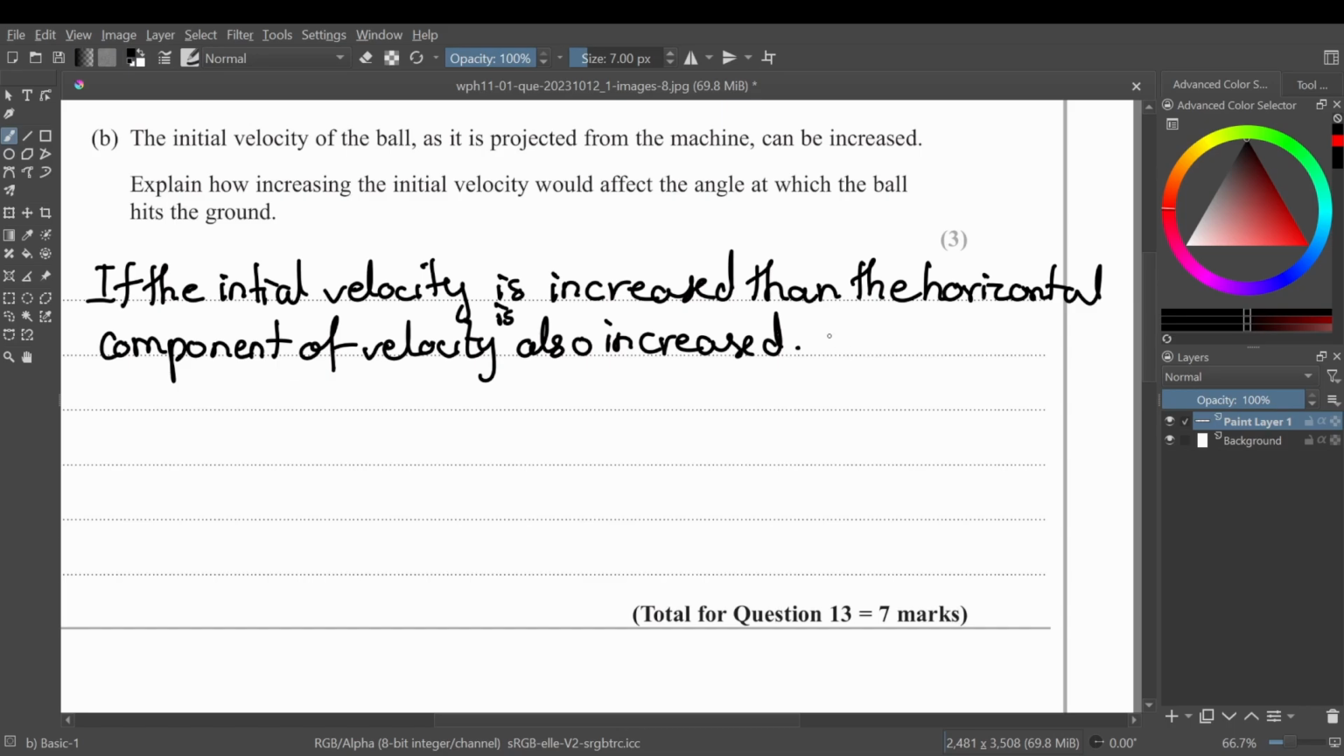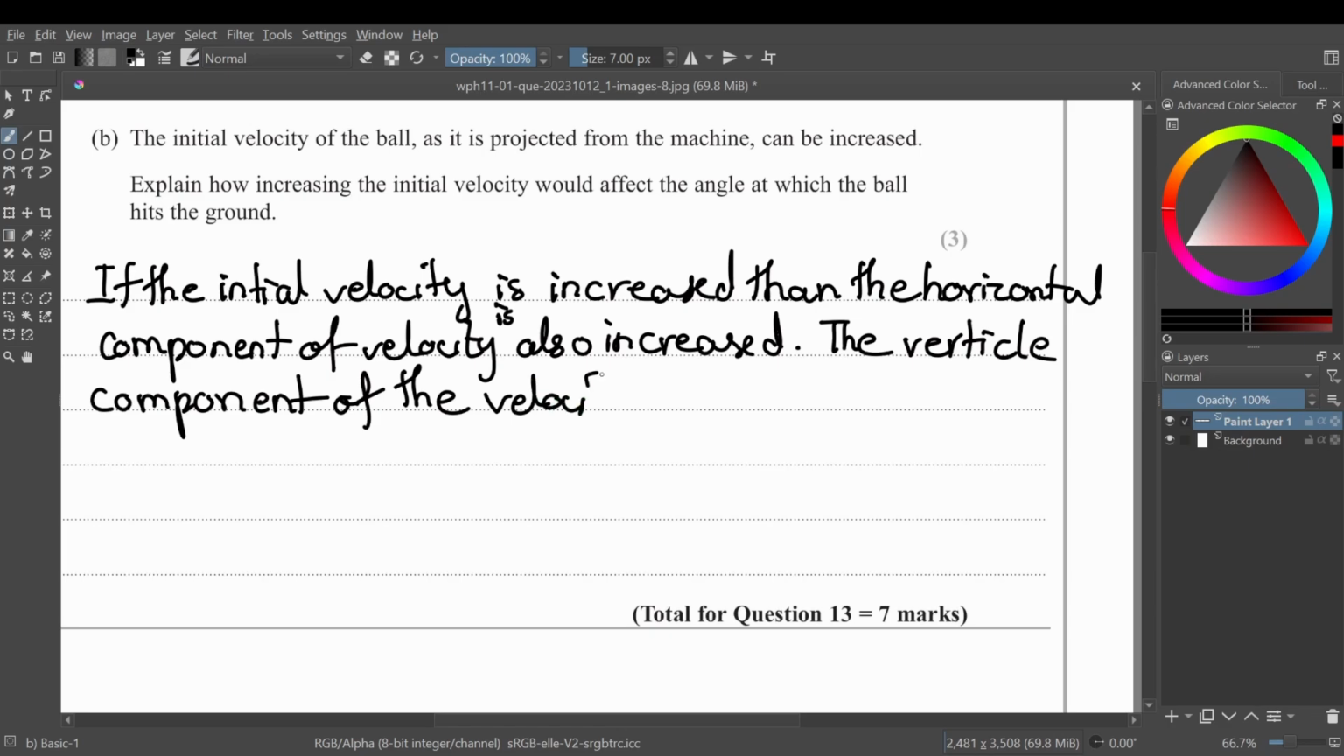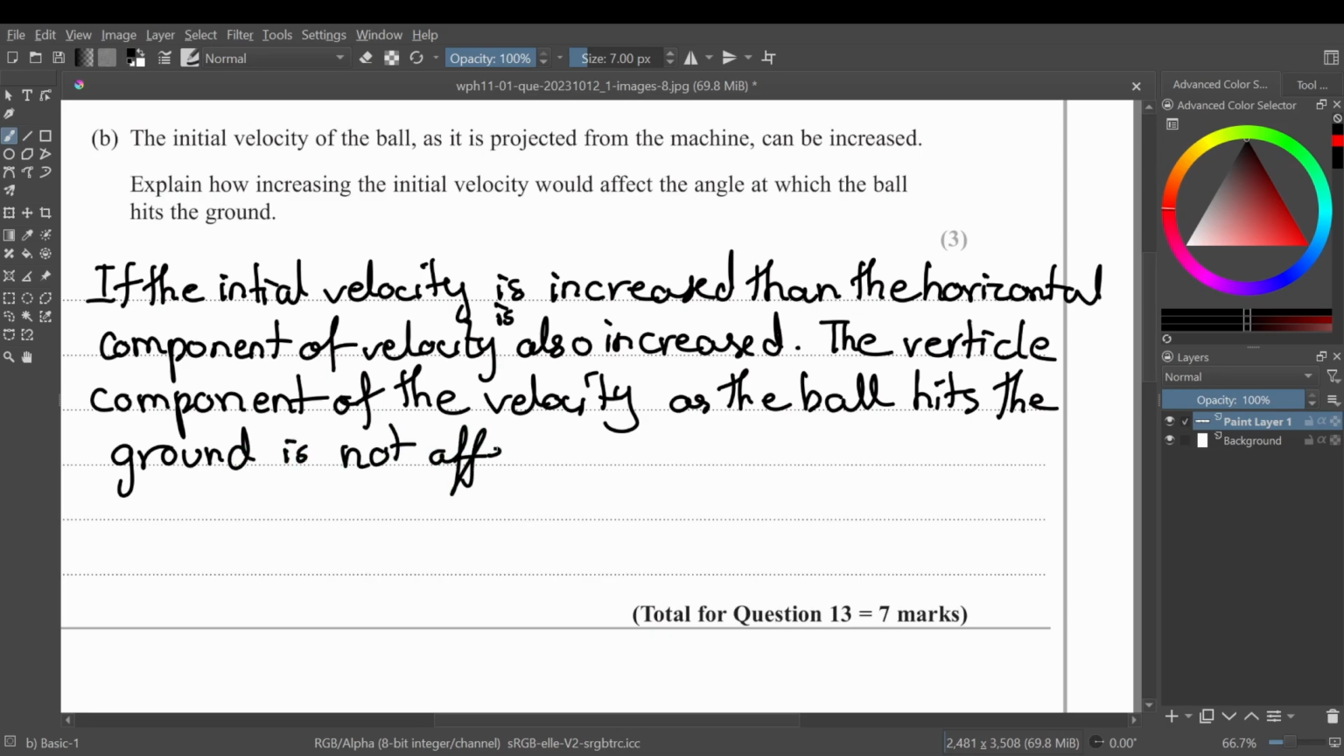So the vertical component of the velocity as the ball hits the ground is not affected. Okay, so now you can either draw a vector diagram like the one I have drawn before in red color, or you can write this as well.